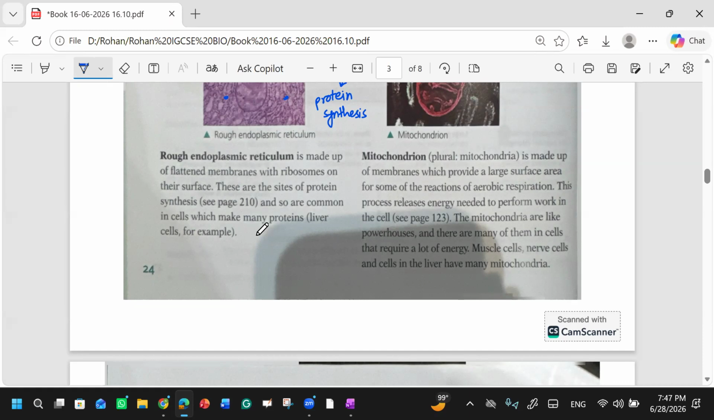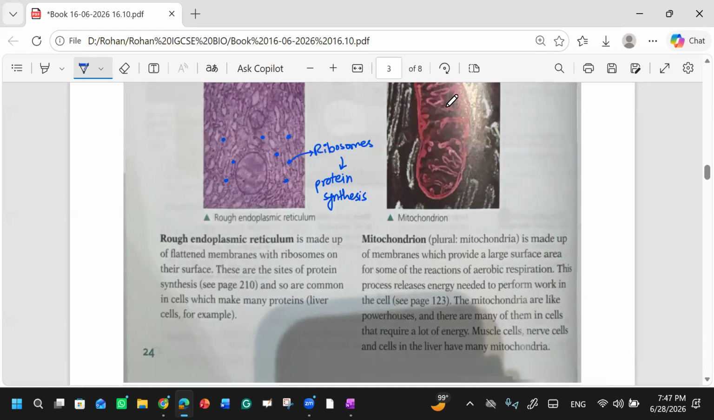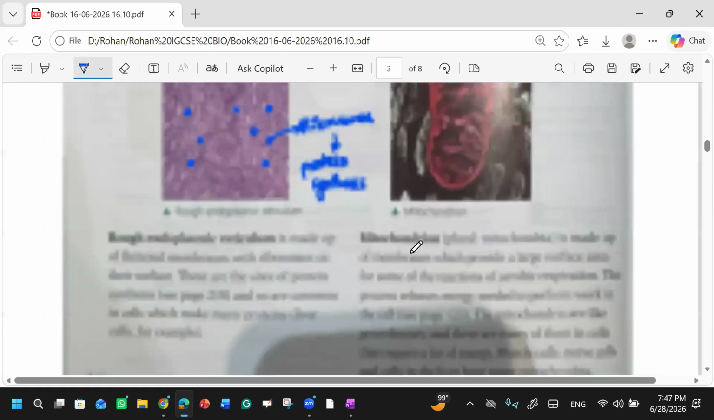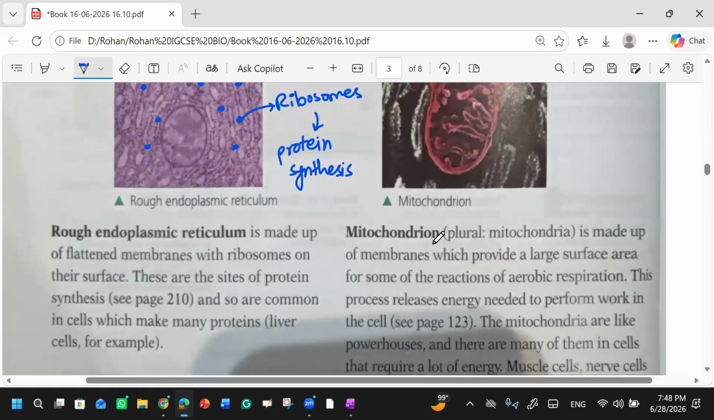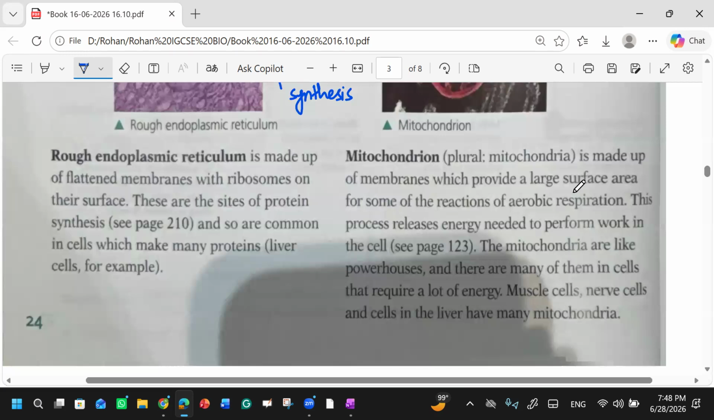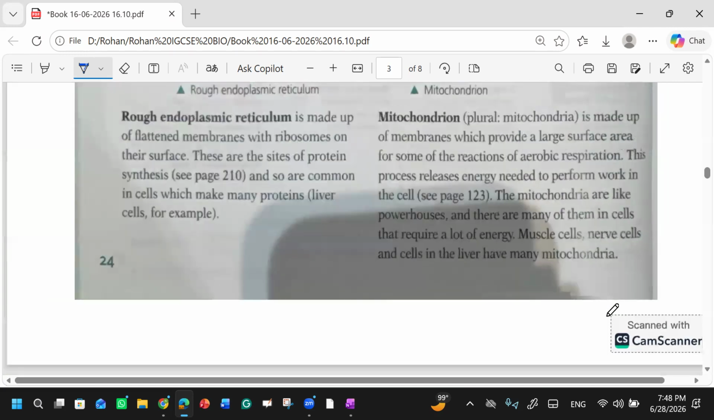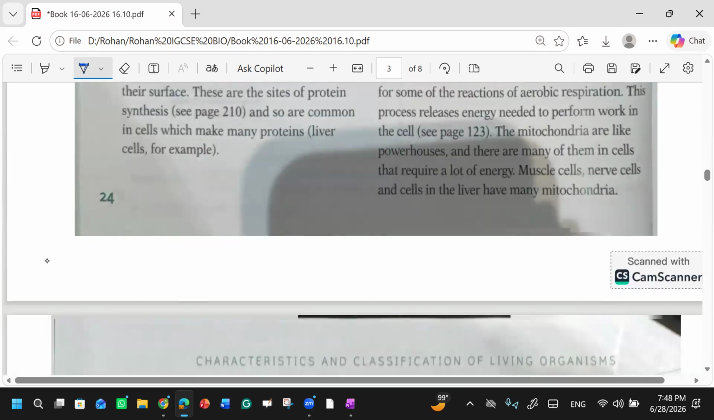So this is the powerhouse, the mitochondria. It is the powerhouse of our cell. Basically, it provides energy to ourselves. The singular form is mitochondrion, but there are many mitochondria present in our different cells. Mitochondria are made up of membrane which provides a large surface area for some of the reactions. The most important function of mitochondria is energy production. I'm writing here: it produces energy, powerhouse.